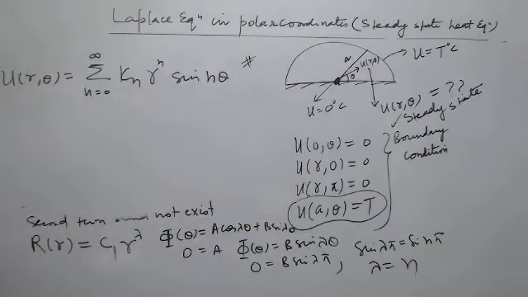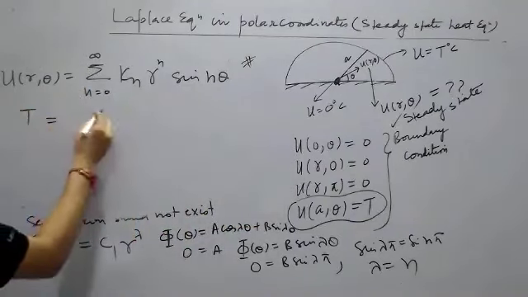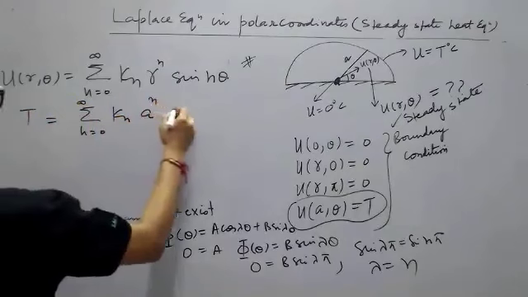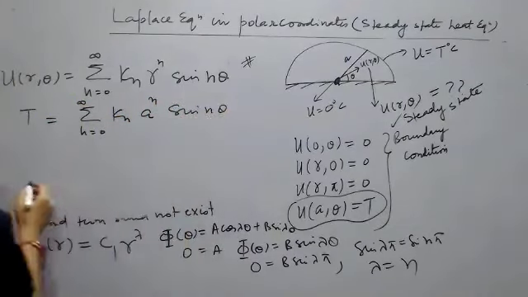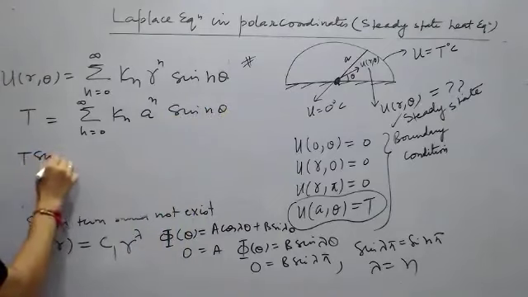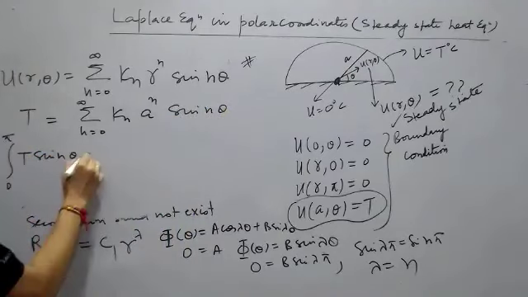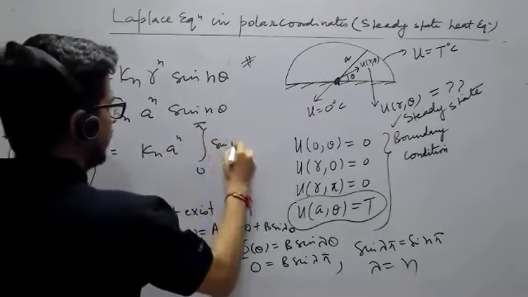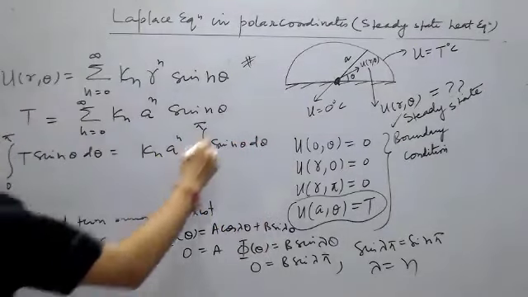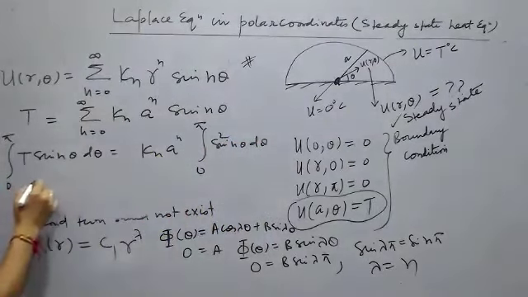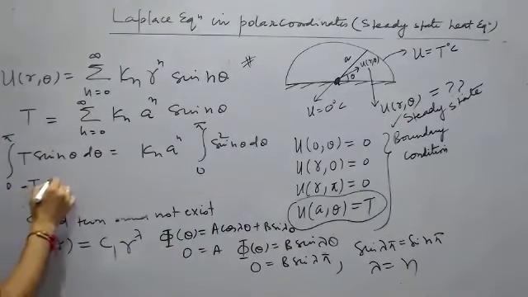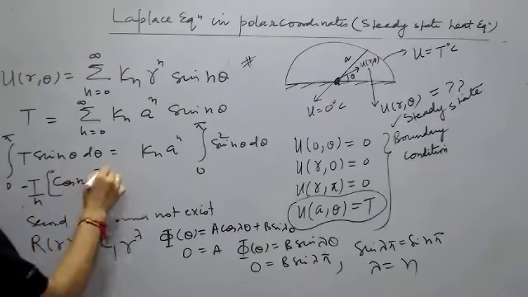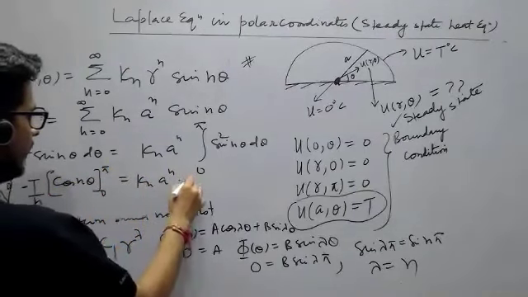And that is, this is equal to capital T when r becomes equal to a. Now the same method, multiply by sin n theta, integrate it from 0 to pi because that is the limit of theta. It will become Kn integral 0 to pi sin of n theta d theta. We have done it many times. So it will become T times minus cos of n theta by n from 0 to pi. It will become Kn a to the power n pi by 2.